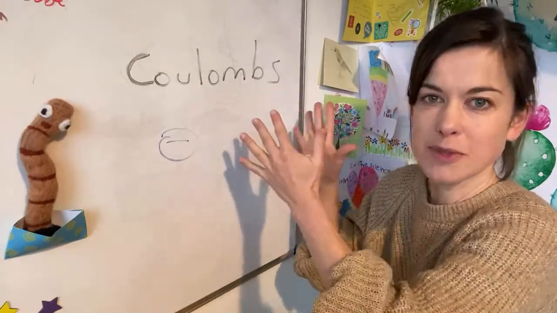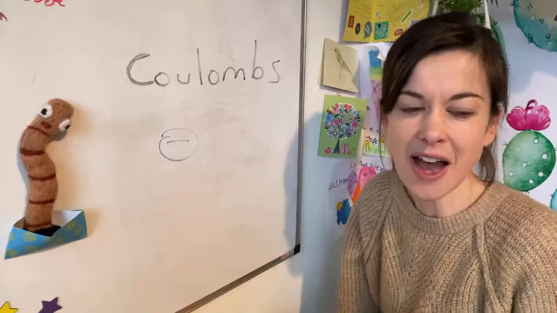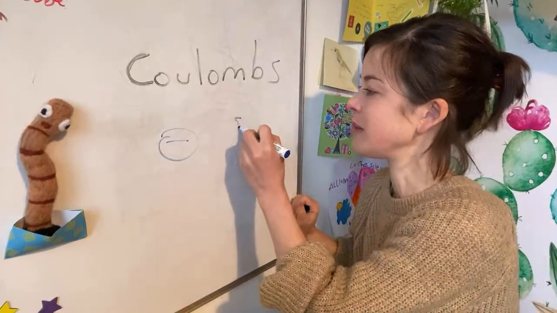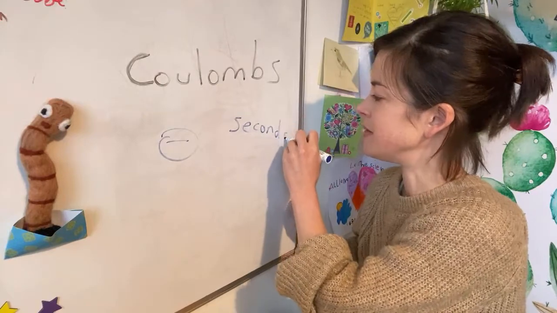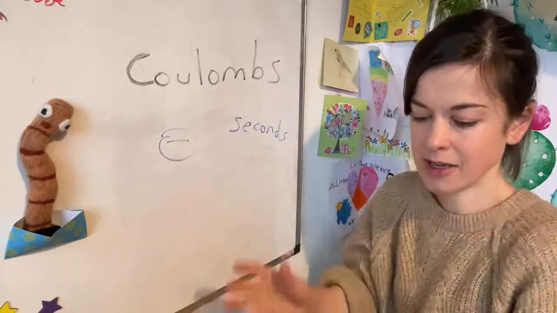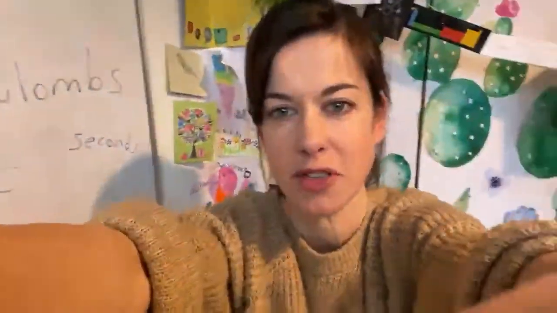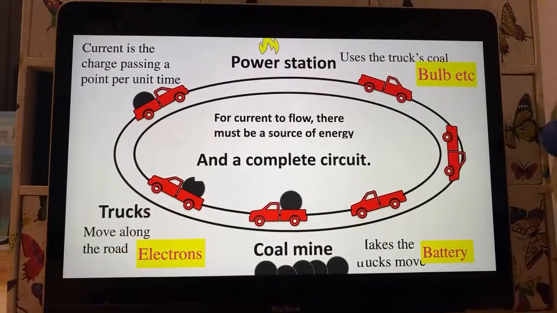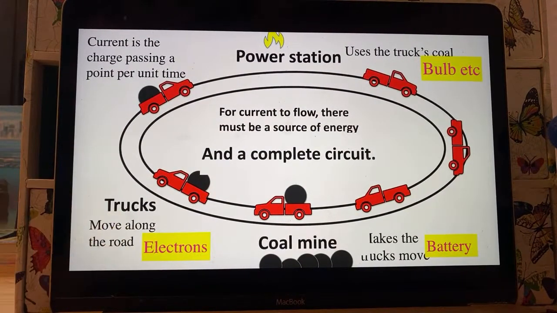So it's the amount of coulombs passing a point per unit time. We keep saying per unit time. The classic unit of time that we use in physics is the second. So you could say it's the amount of coulombs passing a certain point in the circuit per second. So to go back to our little model, if the trucks are electrons and the battery is represented by a coal mine and the bulb is a power station, how would you represent an ammeter? So an ammeter measures current, and current is the amount of charge per second passing a certain point.